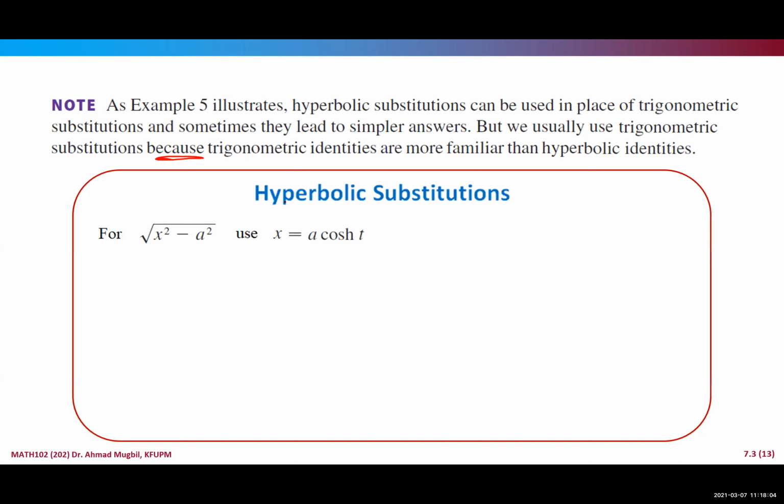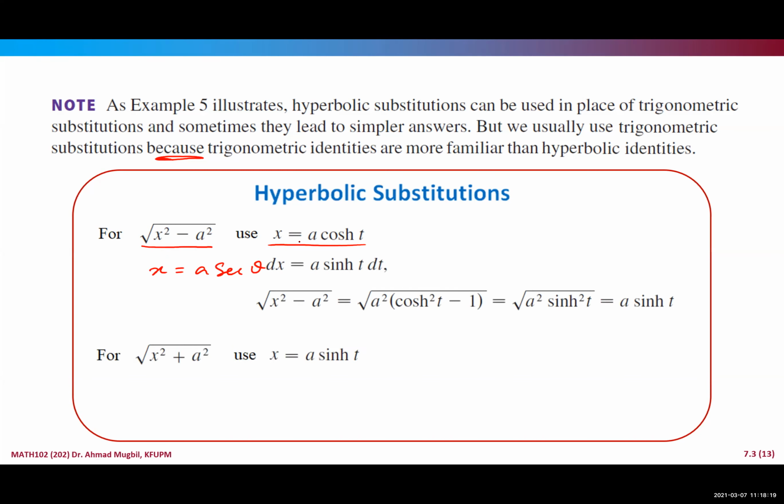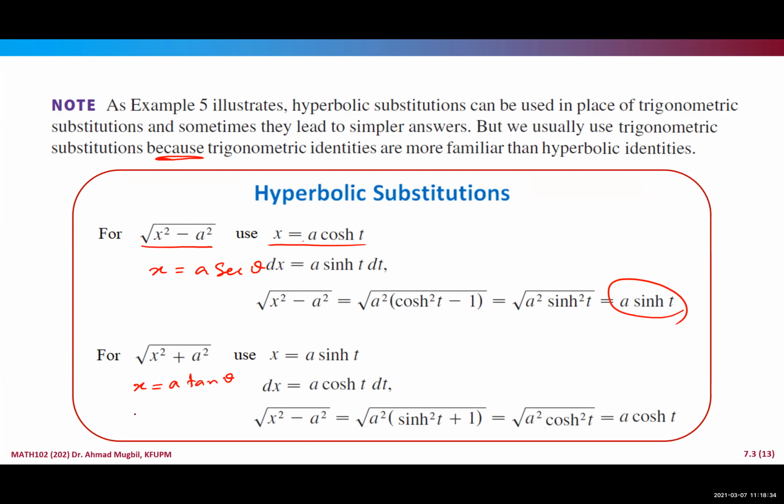So what are the hyperbolic substitutions that we can use? If you have the integral of x squared minus a squared, you can use hyperbolic cosine, and this is the same place where you can use secant instead. If you put this substitution, you will get this at the end. The other one, when you have a plus, is the same place where we can use tan theta, so you can use hyperbolic sine t. And in the same way, your radical will be like this.